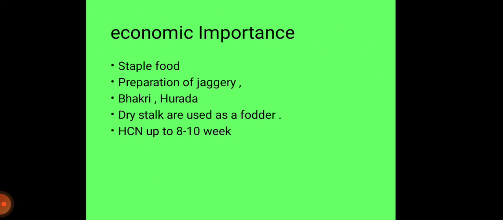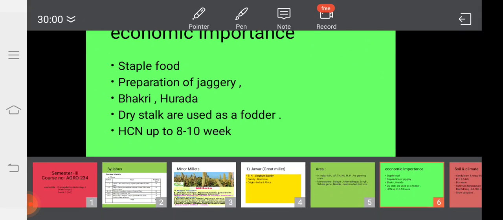An important point is that HCN, hydrocyanic acid, is found in the sorghum crop up to the 8 to 10 weeks early stage. Sorghum grain contains 10 to 12% protein, 3% fat, and almost 70% carbohydrate. Sorghum grains have the highest carbohydrate content.